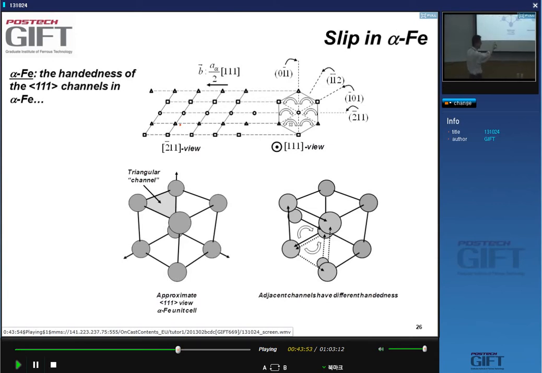For instance, in this case, the atoms go like this. They form a screw-type succession of atoms. This direction is counterclockwise, and here it is clockwise. And of course, everything is happening at the atomic level. Computing the equilibrium core structure of a screw dislocation requires calculations. So you use computational techniques to discover what the core structure of these screw dislocations is.